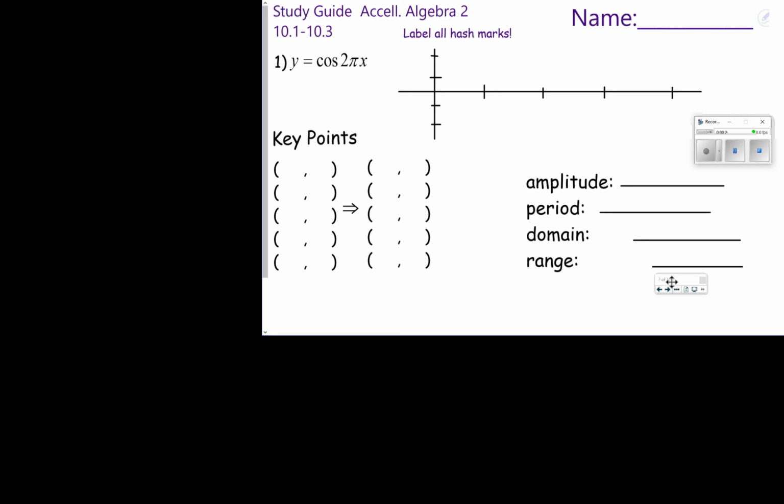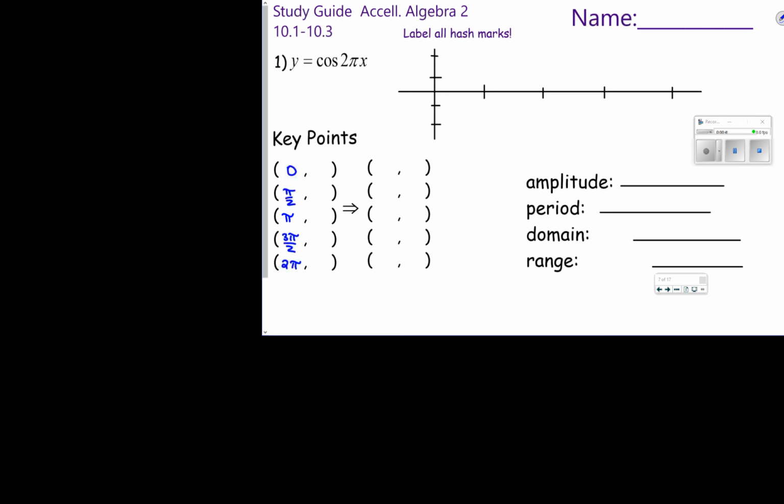All right, so we're going to start with number 1. You have to come up with your key points for cosine. Now, your key points for cosine will always be the same. Let's start. It's going to be 0, pi over 2, pi, 3 pi over 2, and 2 pi.